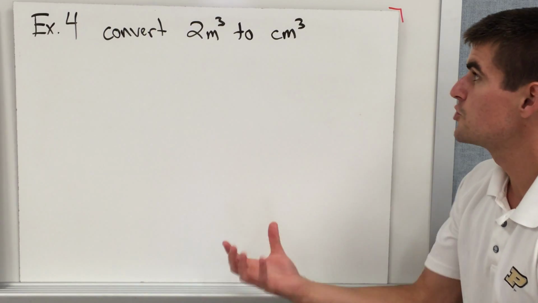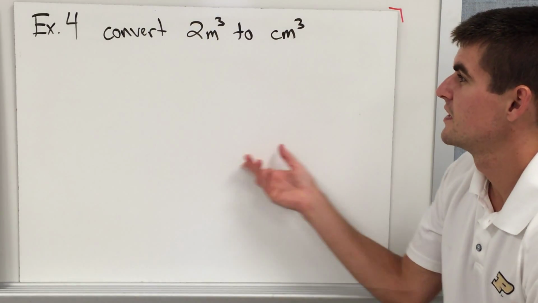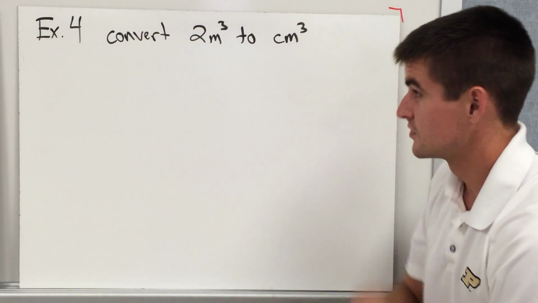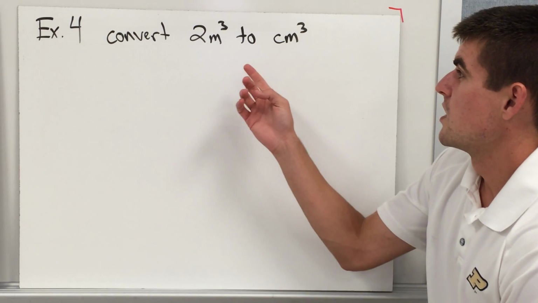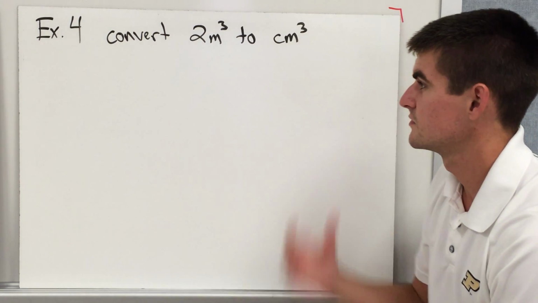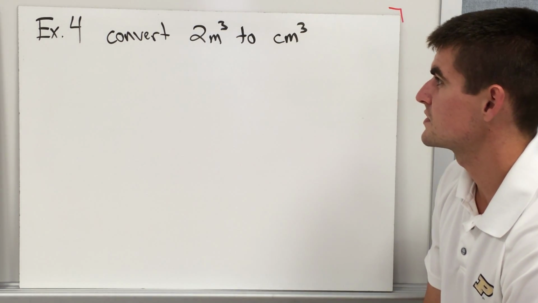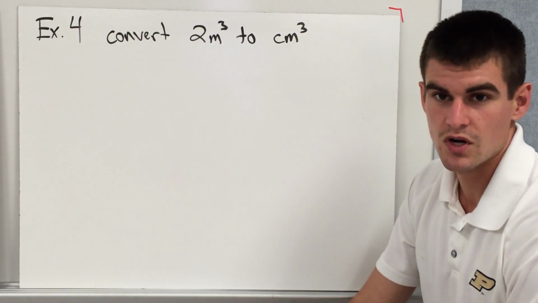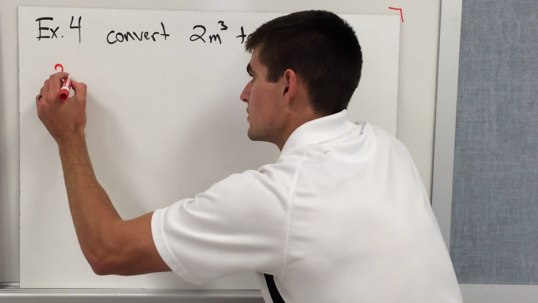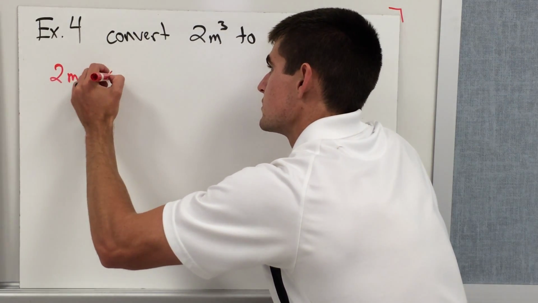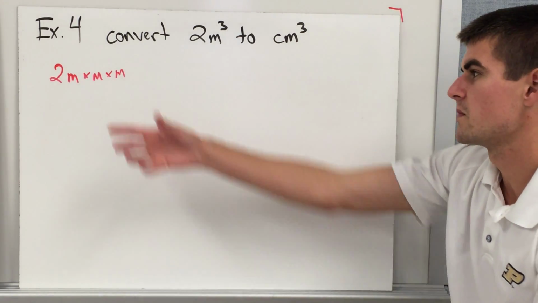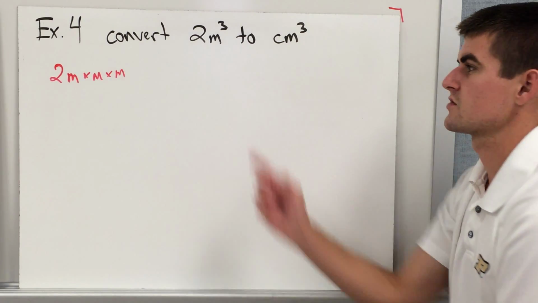Example 4, convert 2 meters to centimeters cubed. Compare this once we're done to that first example we did, and it should be obvious what the difference is. Same as always though, start with what you're given. 2, except I'm going to write this a little differently: meters times meters times meters. That's just a little visual cue, a reminder for me that I have to do this 3 times.